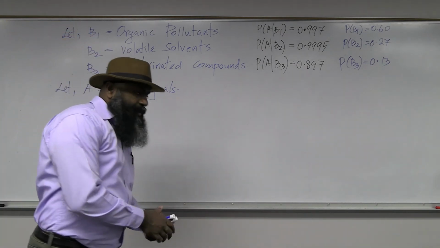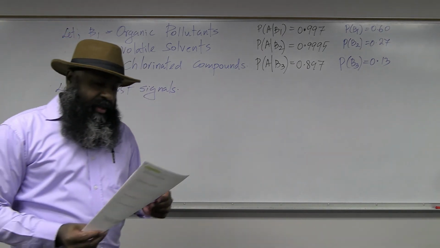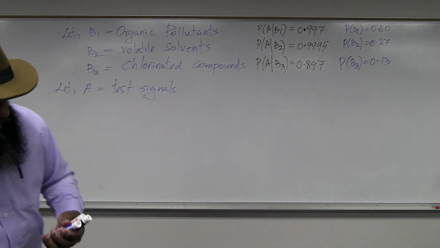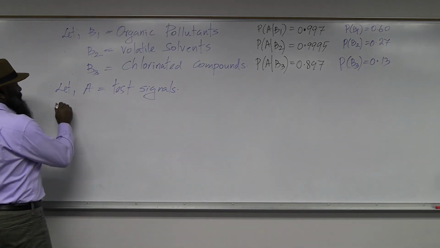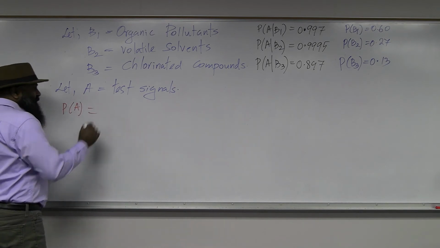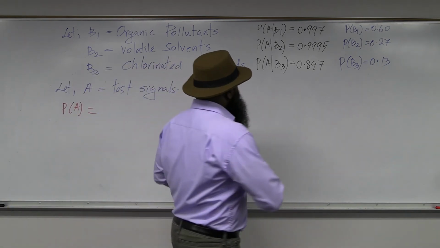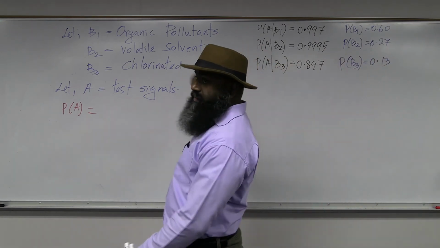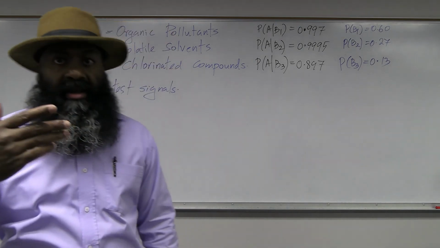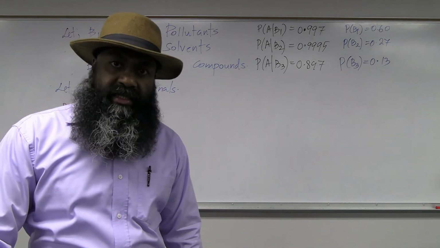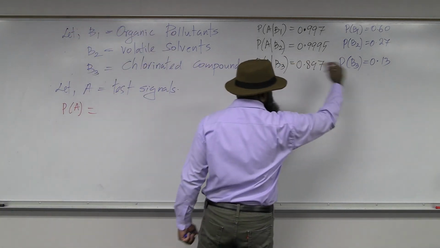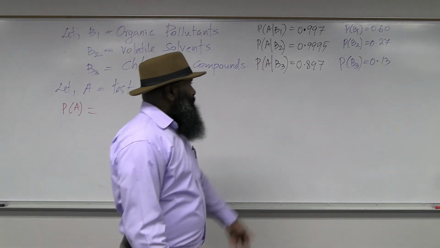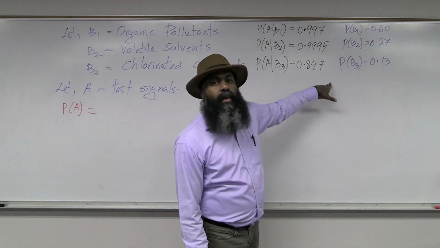Of course, in the first part, I need to find the probability that the test will signal. Simply, I just have to find the probability of A. To find that probability, I don't even have to write down this breakdown using these symbols, because I just have to identify the conditional probabilities and their corresponding simple probabilities, multiply them, and take the summation.